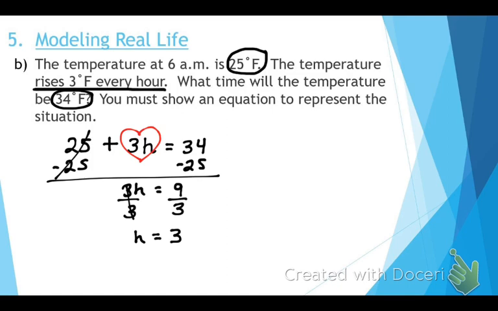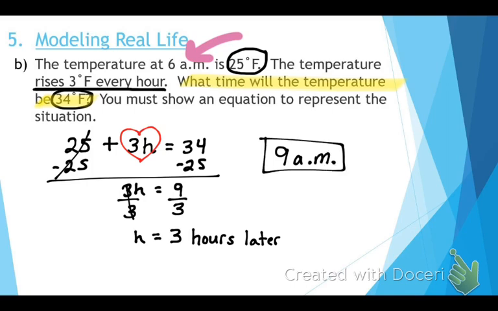Thank you. It is not 3 for my answer. This means 3 hours later. Now, as I go back to my question, this is what it asks me. What time will the temperature be 34 degrees? The answer is not at 3 o'clock because we got a 3 right here. How do you figure out what time it would be if it was 3 hours later? Okay, we started off up here at 6 a.m. Okay, 3 hours later is what time? 9 a.m. So 9 a.m. is your answer.